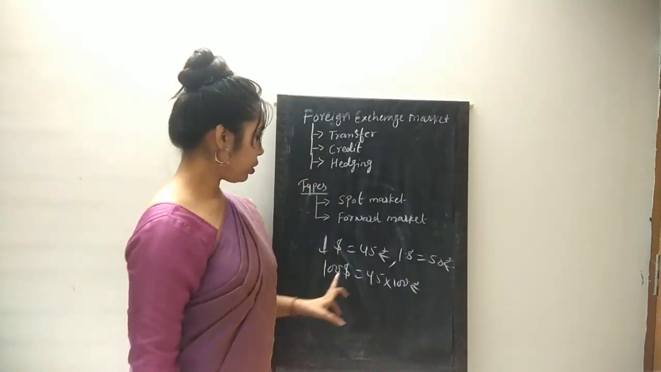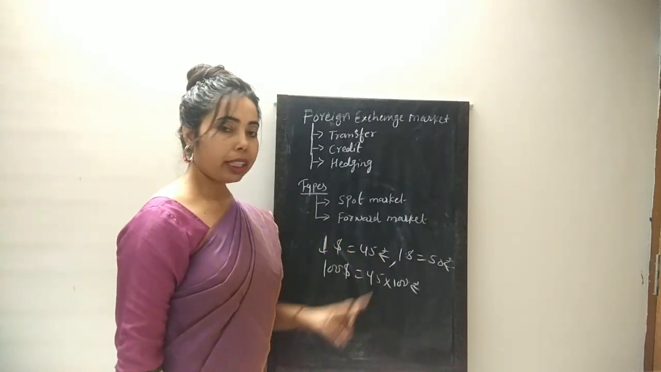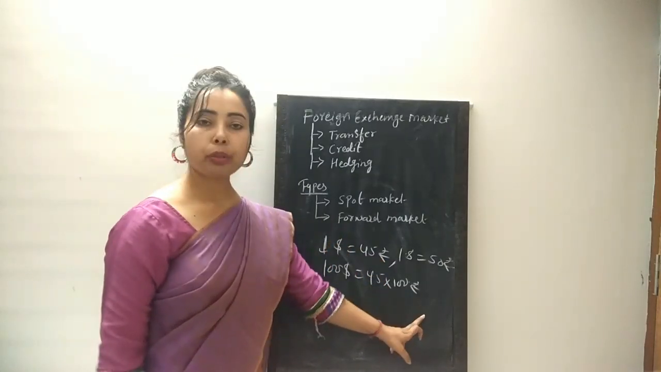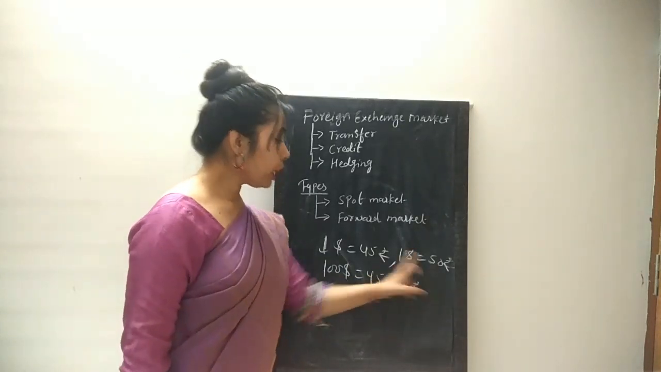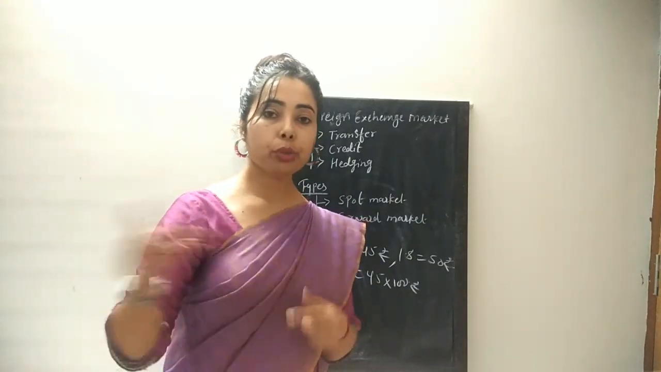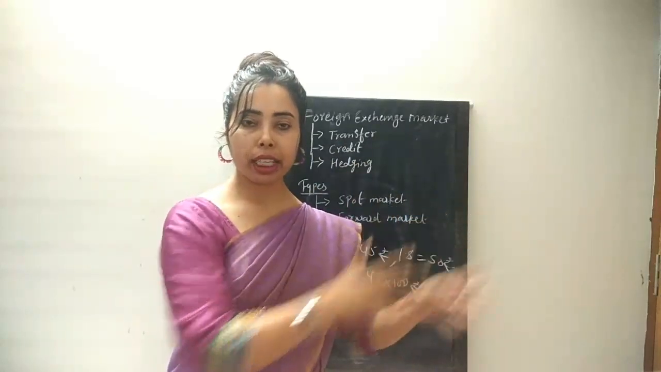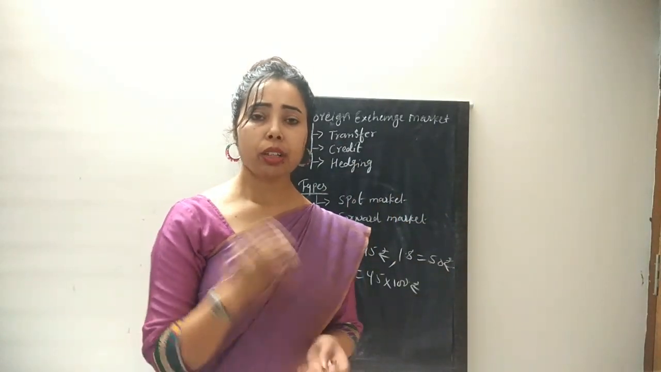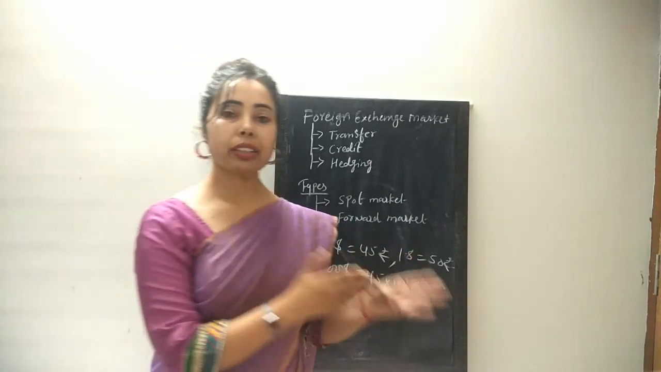And we had the transaction on the same date when it was 45 rupees. So at that time I had to pay 45 into 100. Now what is happening? I have to pay 50 into 100. So there will be a loss of 5 rupees into 100 for me, or there will be a gain for the seller of around this amount. So either one will be in a loss situation, and one will be in a gain situation.